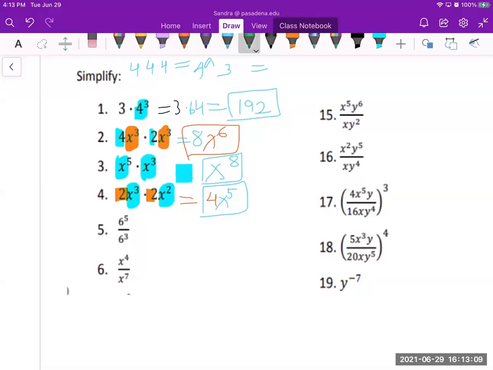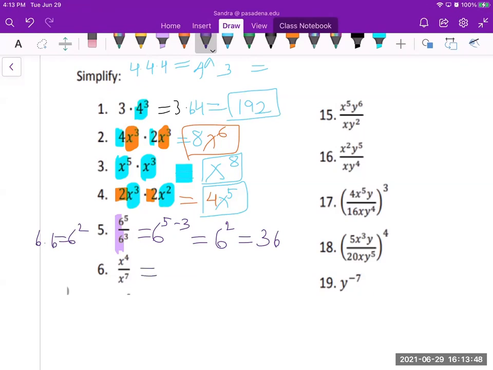Okay, let's move on to number 5. In number 5, you can see that they have the same base. The same base happens to be 6. So in this case, it will be 6 to the 5th power minus the 3, in the exponent part, 5 minus 3. This is equal to 6 raised to the power of 2, which is equal to 36, because 6 squared is 6 times 6.